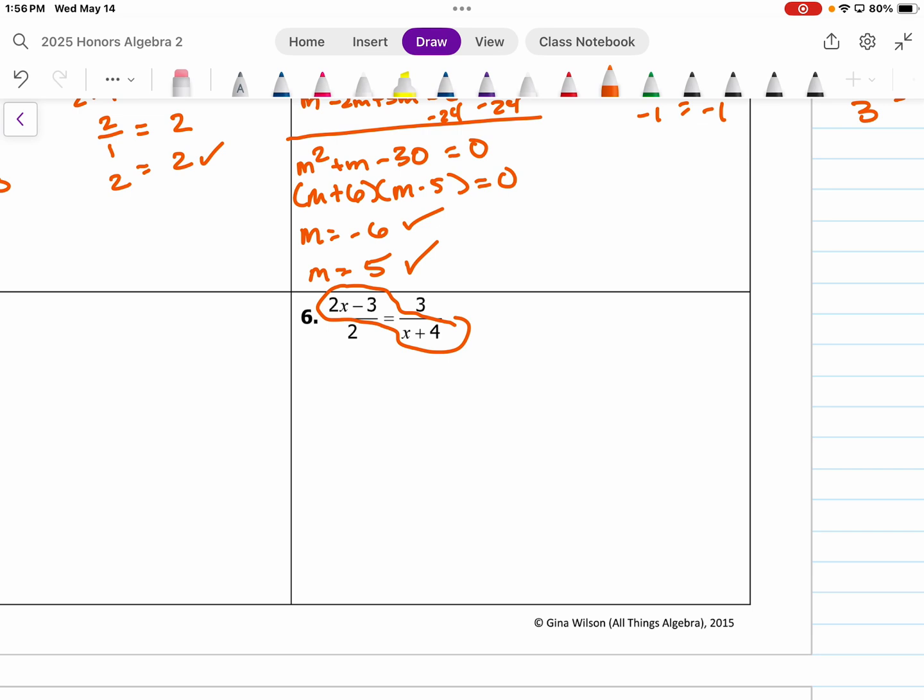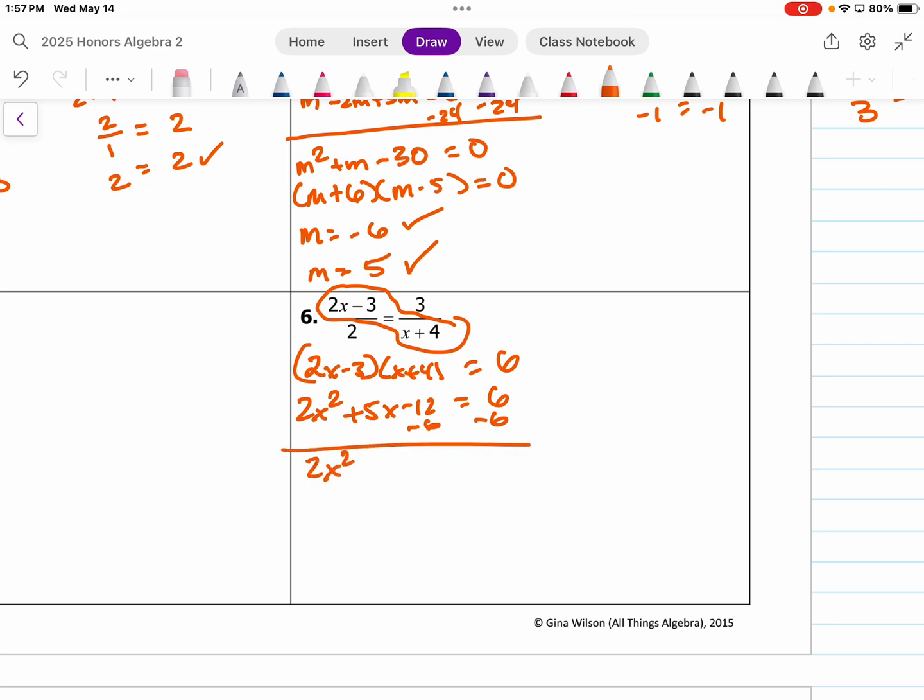All right, so I'll show all my steps. 2x minus 3 times x plus 4 are equal to 6. And then we have 2x squared plus 8x minus 3x is a plus 5x minus 12. Bring the 6 across. 2x squared plus 5x minus 18 equals 0. That factors into an x plus and x minus.